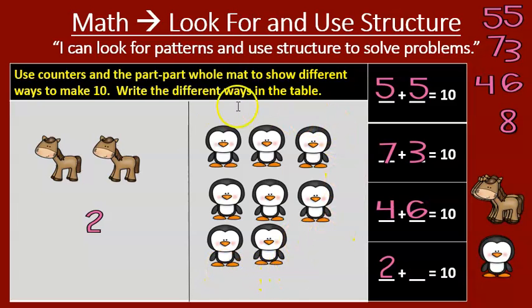Now, how many penguins are on this side? Let's count. 1, 2, 3, 4, 5, 6, 7, 8. So I'm going to get 8. I'm going to put 8 here because there are 8 penguins on this side. Okay? So if number 8 is here, what number goes right here? Good job. 8. And look at that, boys and girls. We are finished now. 2 plus 8 equals 10.